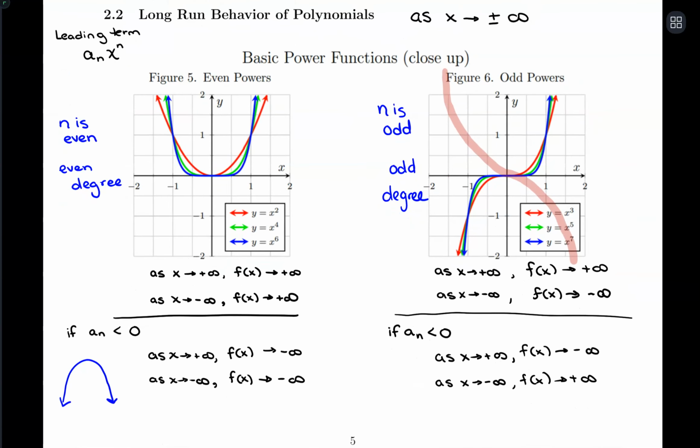All right, so this is our notation for long run behavior, using those arrows to represent the word approaches. And it's really talking about what happens as we go to the right-hand side of our graph and the left-hand side of our graph. And basically with polynomials, it's a matter of, are we going off to positive infinity, so are we going up, or are we going off to negative infinity, which would be going down?